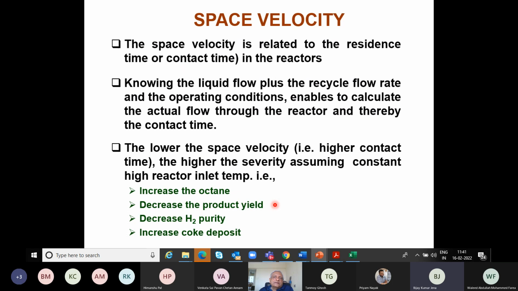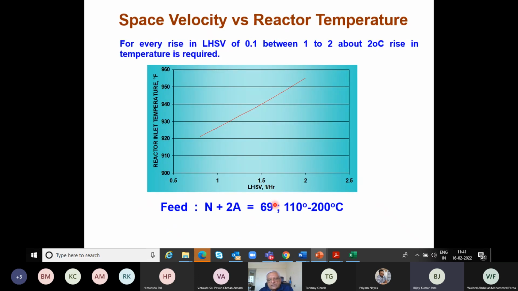So it is called octane barrel, the product of octane number into the volumetric flow of the liquid product that you get out of the reformer. So that is something that we try to maximize, and that enables us to operate the reformer at the optimum combination of temperature and space velocity.